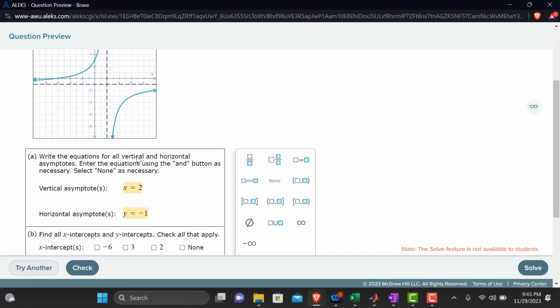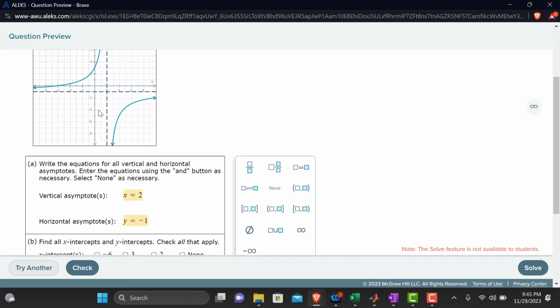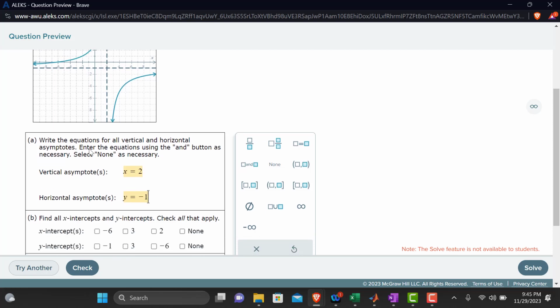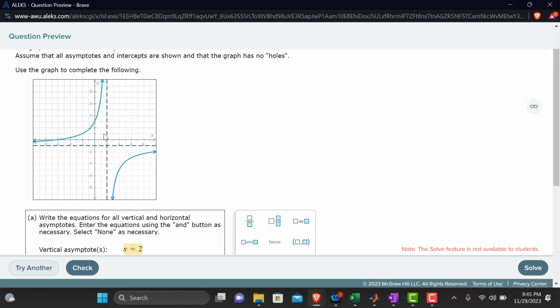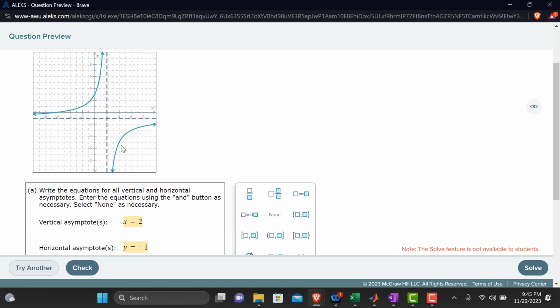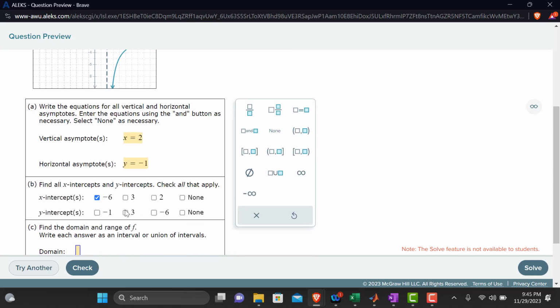Seems easy enough. The x-intercepts is when we cross the x-axis. Now it looks like we do have one here at x is equal to -6. I don't see any other ones. And the y-intercept, of course, is when we cross the y-axis. So looks like we have one here at +3, right where my cursor is. It doesn't look like it crosses the y-axis anywhere else.